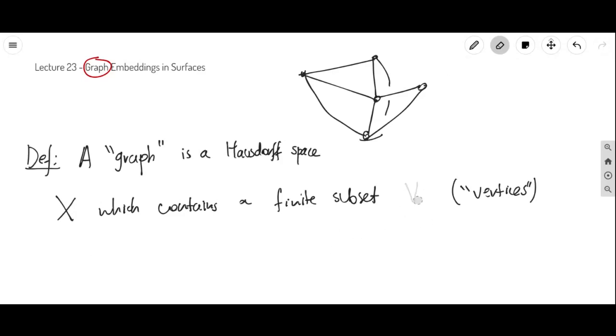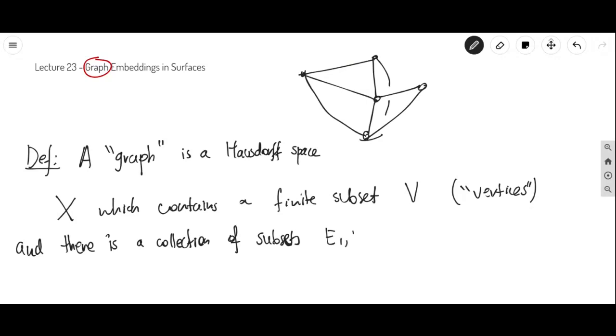Also, V is discrete, because X is Hausdorff, so any two points can be separated. So V will be a discrete subset. This has the discrete topology. So X contains a finite subset. We call it the vertex set. And there is a collection of subsets. Let's call them E1, E2, up to En.